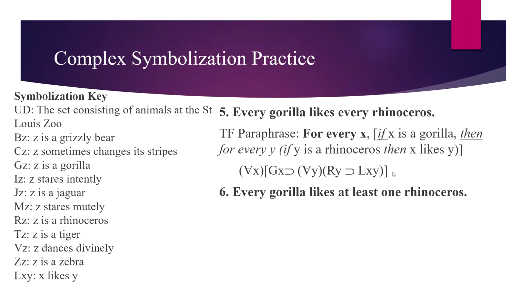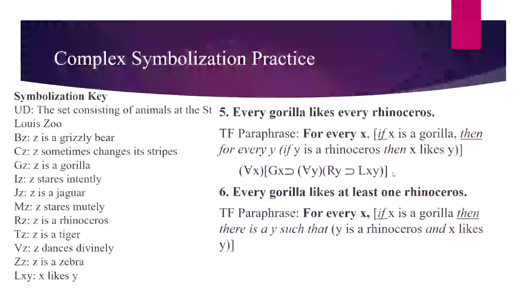Now we have every gorilla likes at least one rhinoceros. The first half of this is going to be exactly the same, right? We're going to say for every x, if x is a gorilla, then something that says x likes at least one rhinoceros, that they like at least one rhinoceros. So we're going to do that with an existential quantifier, and we're going to do it this way. So the consequent here is there is a y such that y is a rhinoceros and x likes y. Notice here we're using a conjunction, not a material conditional.